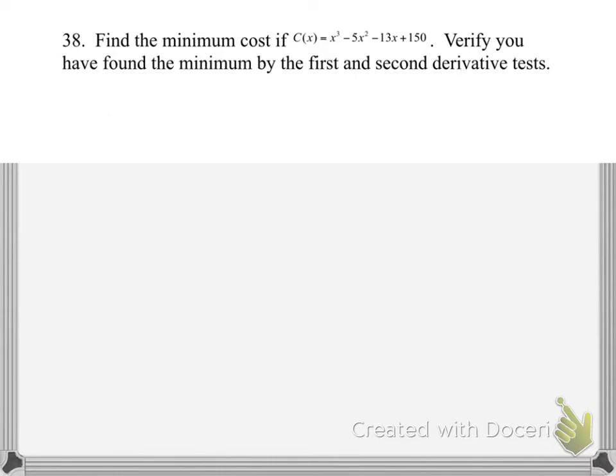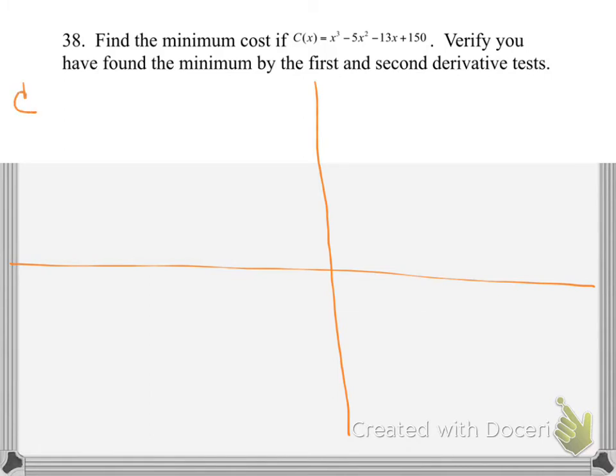So lots of times when I do this, I like to divide my paper into a grid. Okay, so in my grid, I'm going to have the following. Up here in the upper left-hand corner, I guess the second quadrant, I'm going to find what my critical values are. I do that by taking my first derivative, and I get 3x squared minus 10x minus 13.